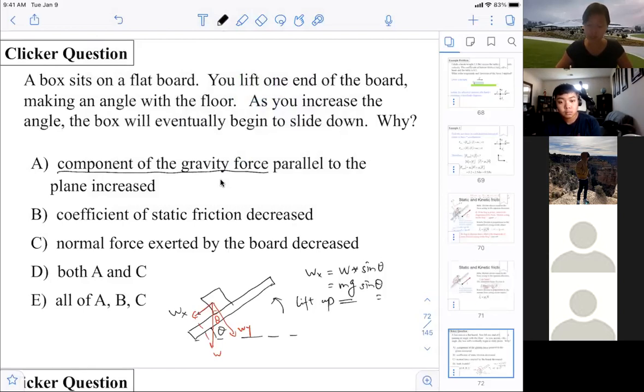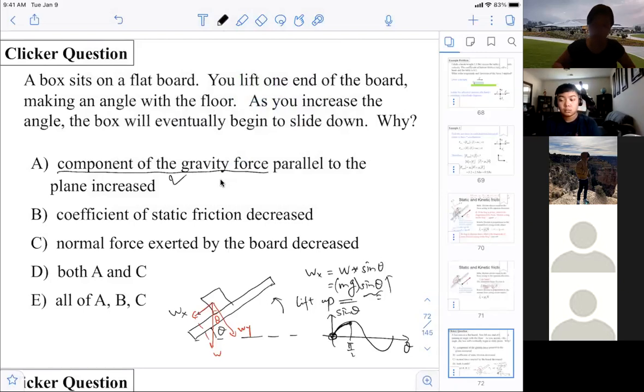Yeah, it doesn't affect mg. mg is the weight, a fixed amount. It does affect sine theta. You can think about extremes. When it's completely flat, sine theta is 0, so all the gravity component is down and nothing is along the ramp. When it's completely vertical, all of that component is along the ramp. Between 0 and pi over 2, sine theta always increases, right? Yeah, exactly, which increases the gravitational component along the ramp.